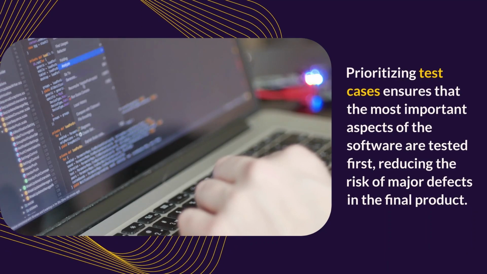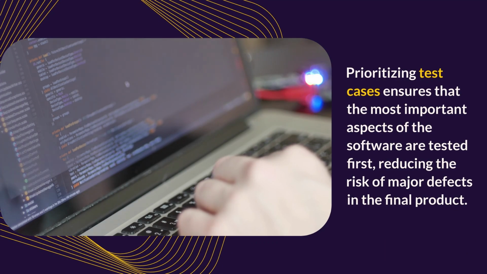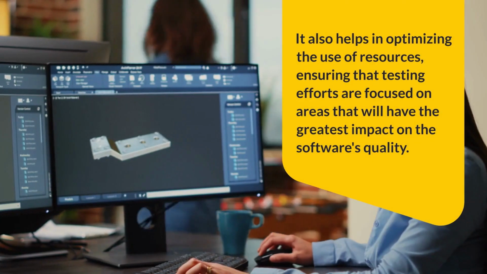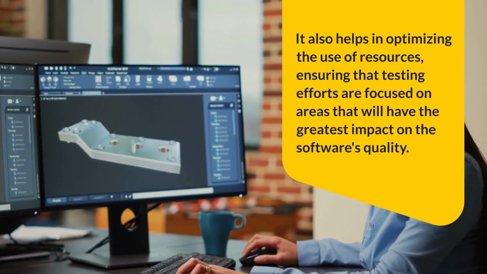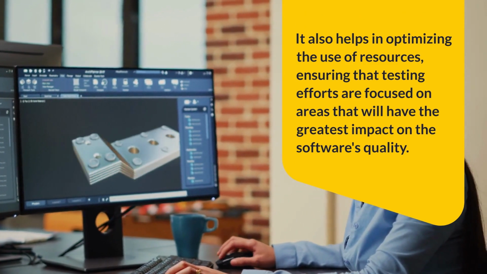Prioritizing test cases ensures that the most important aspects of the software are tested first, reducing the risk of major defects in the final product. It also helps in optimizing the use of resources, ensuring that testing efforts are focused on areas that will have the greatest impact on the software's quality.